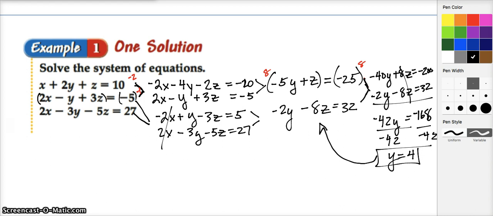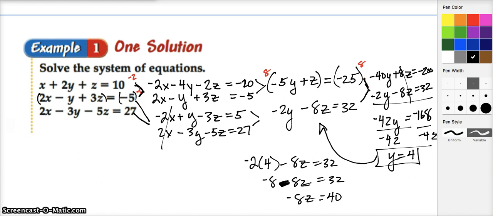So I'm going to use this very equation here. -2 times 4 minus 8 times z is equal to 32. So then I get -8 minus 8z is equal to 32. Moving the 32 onto the other side, I end up with a positive 40, so z is equal to negative 5 if I divide both sides by negative 8.